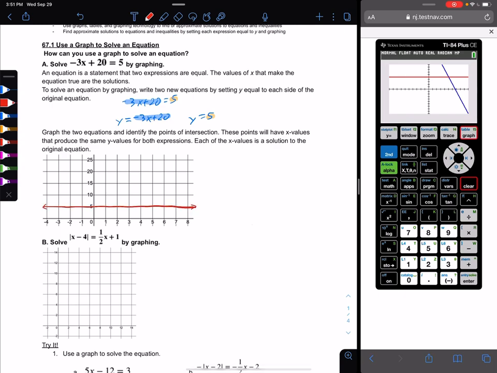If we were to draw a sketch of this, so if we graph the two equations and identify the points of intersection, these points will have x values that produce the same y values for both expressions. Each of the x values is a solution to the original equation.